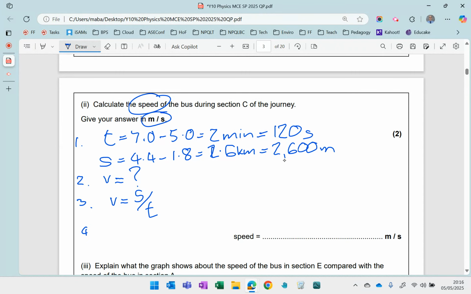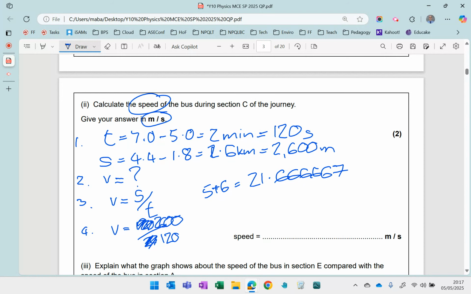Then we're going to do the substitution. So that's step 4. So it's 120 divided by 2,600. Whoops, the wrong way round. 2,600 divided by 120. My bad. Okay, and then steps 5 and 6. That's going to be the answer, which is 21.666666, and then you keep going, and there's a 7 on the end if you look at your calculator screen, and the units, which are meters per second.